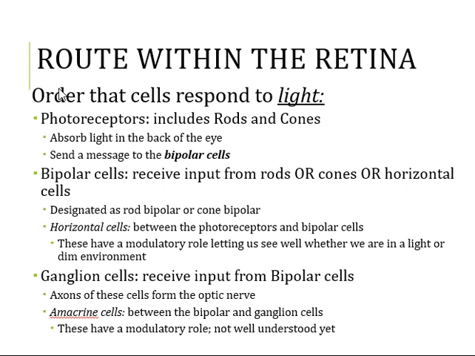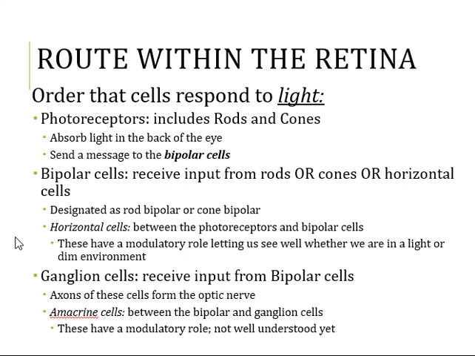So this is how cells respond to light. So we go photoreceptors, which includes rods and cones. They will absorb light in the back of the eye and then send a message to bipolar cells, which are in front of the photoreceptors. The bipolar cells will then receive input from rods or cones or horizontal cells, which I will talk about in a minute when I have a picture.